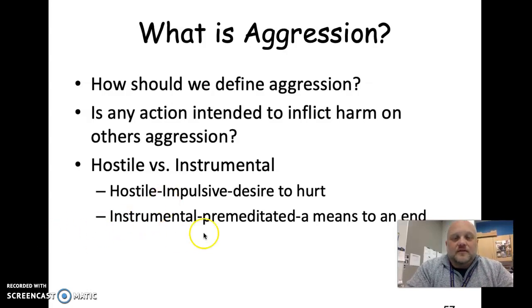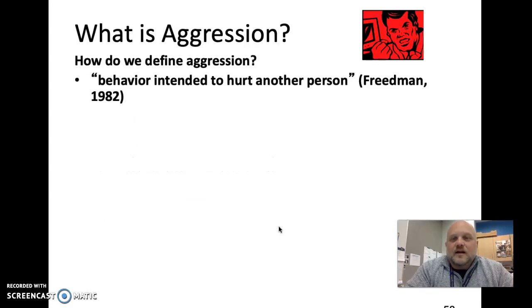And then instrumental aggression is more premeditated, and it has a means to an end. Think about a predator killing its prey. Yes, it's aggression, but it's different. The goal was not to hurt the prey. The goal was, I need to eat, so I'm going to kill the prey so I have dinner. So there is a difference between those two, and you want to know the difference between hostile and instrumental aggression.